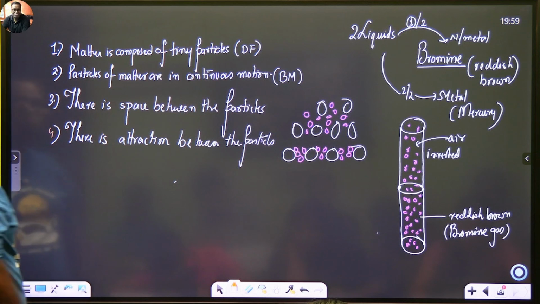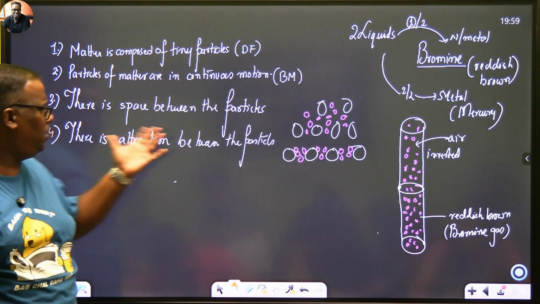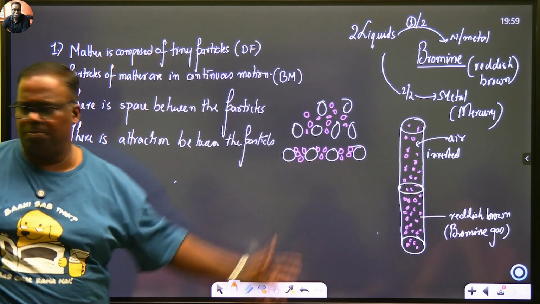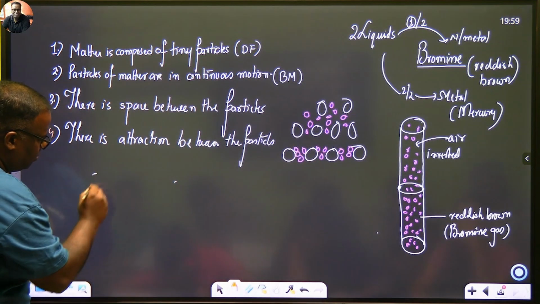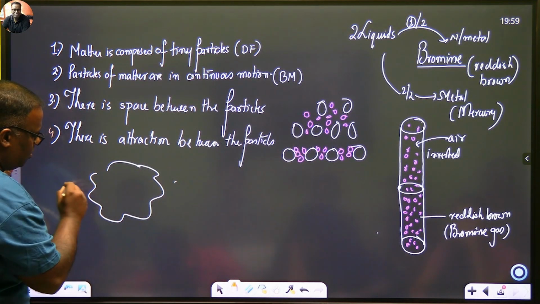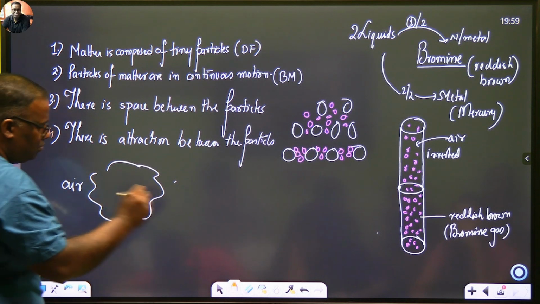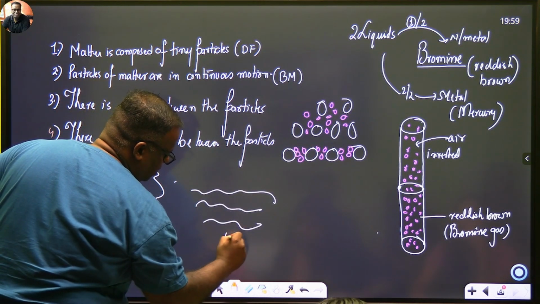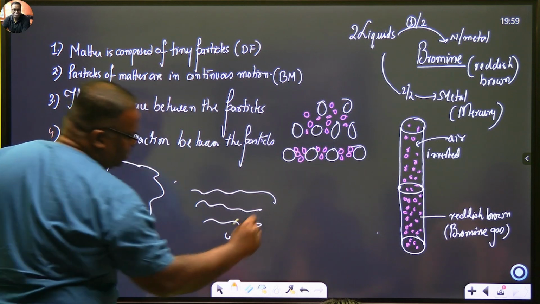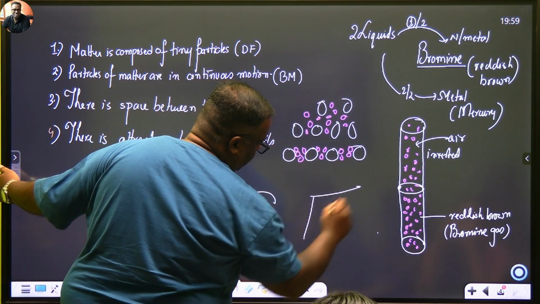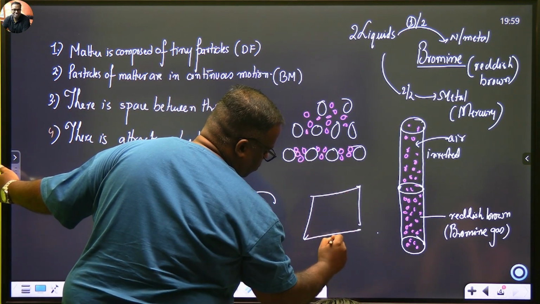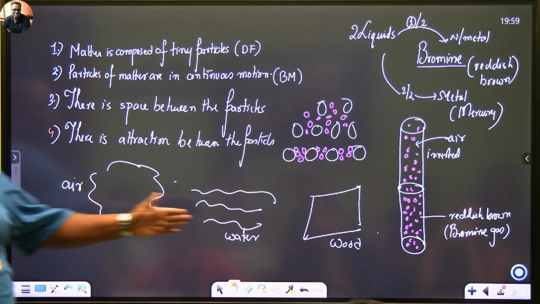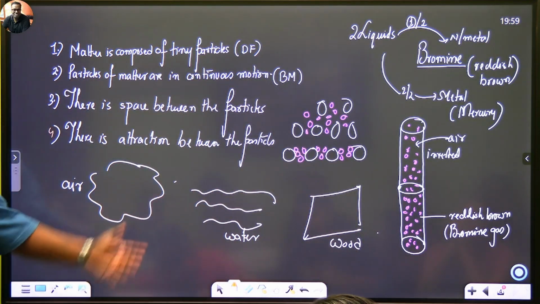अब ये सर बाकी सब समझ में आ गया, आप ना एक नया नया कुछ डाल देते हो, इसका सबूत कहां है आपके पास? ये एयर है, ये क्या है? वाटर. और ये क्या है? वुड. समझ में आ रहा है? एयर, वाटर, वुड, क्या तीनों मैटर है?